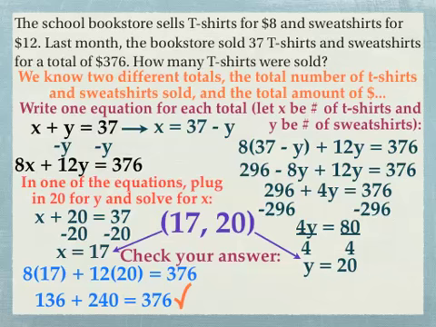The next equation is super duper easy. 17 plus 20 equals 37. 17 plus 20 is 37, so it does work for that equation as well.